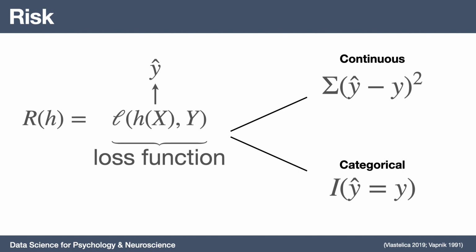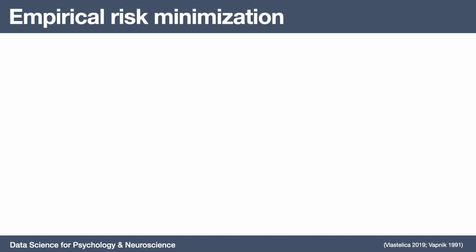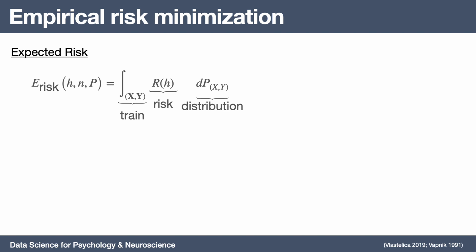The learning theory that underlies most of modern statistics and machine learning is known as empirical risk minimization. The idea of empirical risk minimization is actually quite simple. We say that the expected risk of a hypothesis H, given n observations from a probability distribution P, is just the integral of that risk over the probability distribution. So you have a distribution of x and y, you have a hypothesis, and you have some loss function, risk, that you just sum across all of your data points.